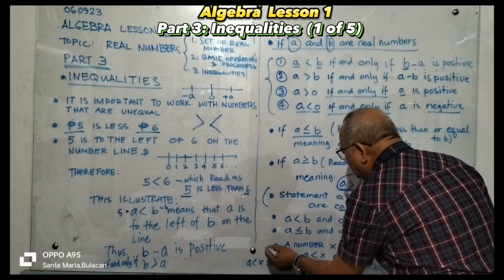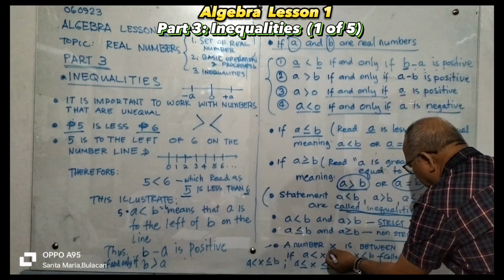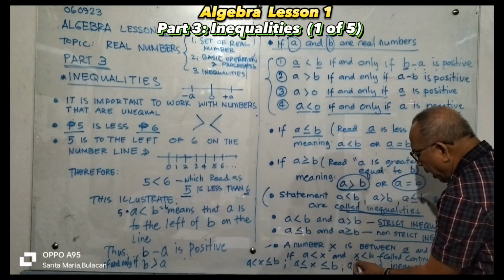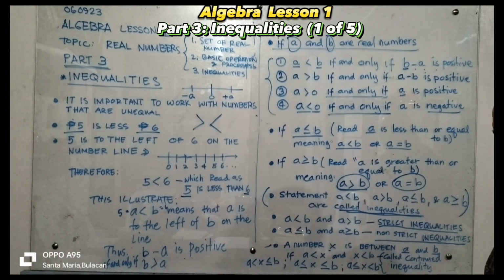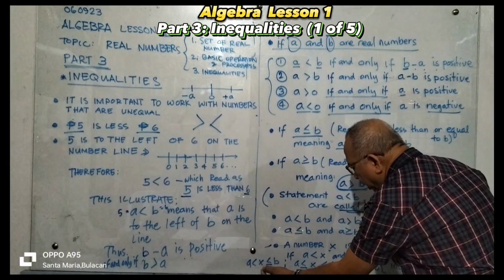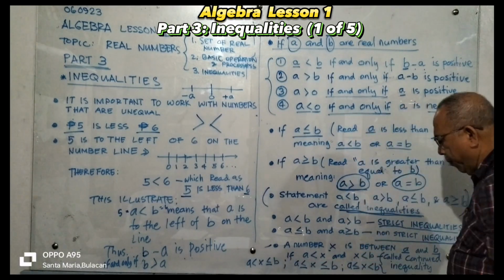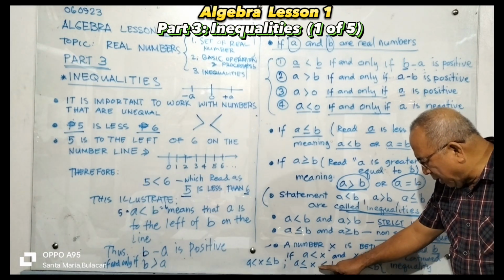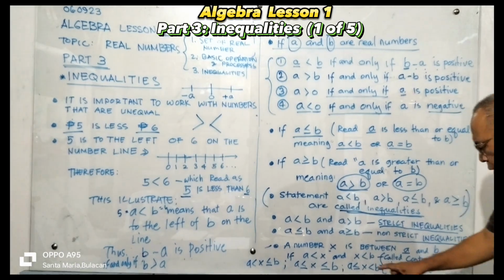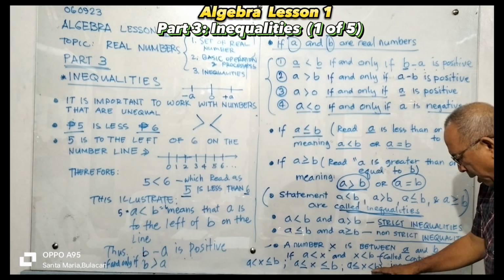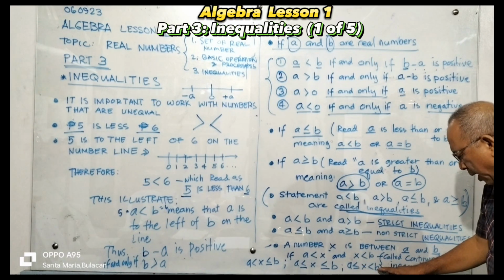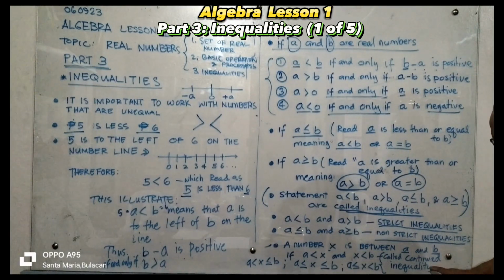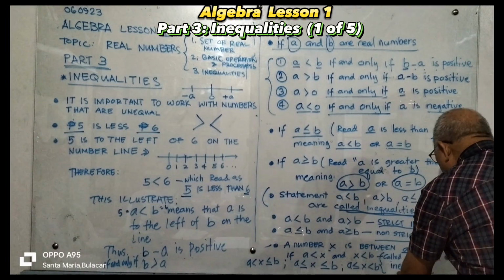Okay, lastly, ang sabi dito, a number X is between A and B. So, ang expression natin ay A is less than X and X is less than B. Or we have A is less than or equal to X and X is less than or equal to B, or A is less than X and X is less than or equal to B. Ang tawag daw natin ito lahat dito ay continued inequality.